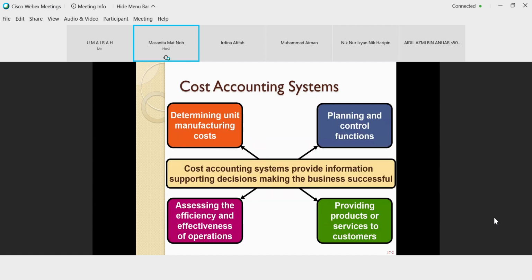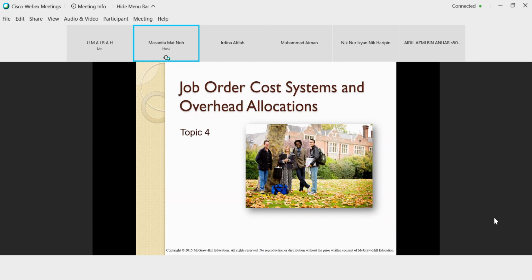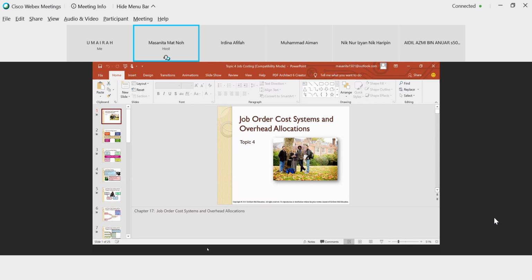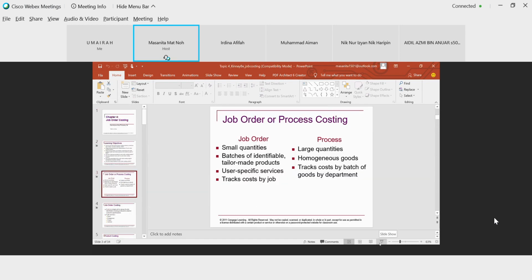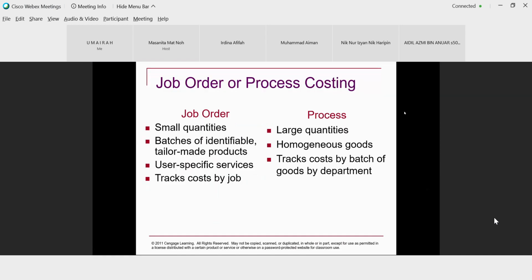So here actually we have two main kind of production lah. Okay, satu yang job order, satu lagi ialah process. Okay, ini yang commonly being practiced for production. Okay, so you kena tengok, you have to know apa beza antara job order dengan proses. For example, job order tu apa maksud dia?